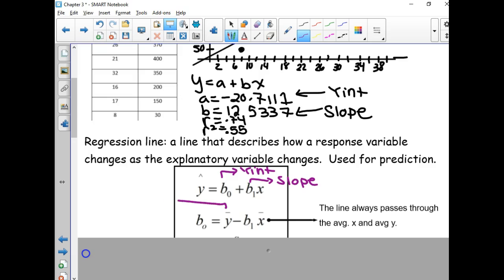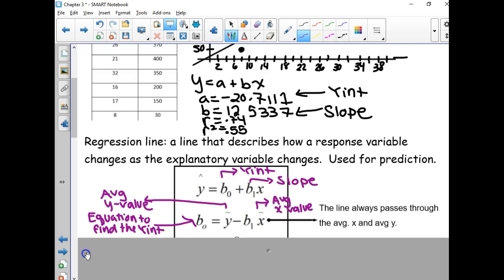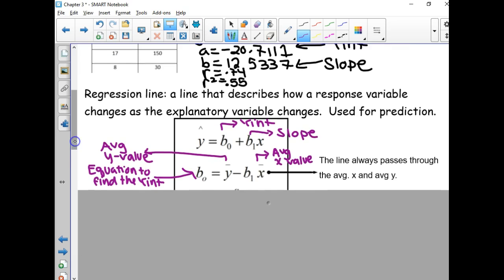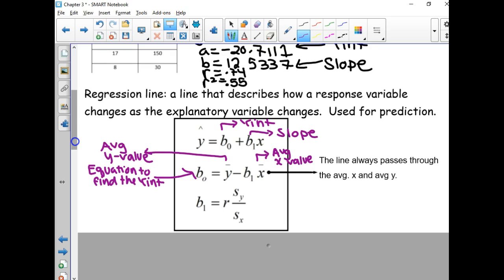Notice that y bar is your average y. x bar is your average x value. This is the equation to find your y-intercept. It's in your formula sheet. I'm going to give you an example of it in a second. And this is the equation to find your slope.